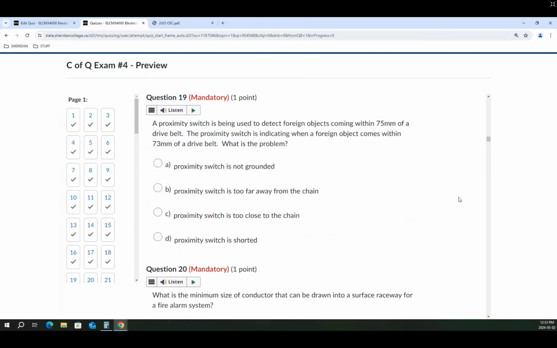19. A prox is being used to detect foreign objects coming within 75 millimeters of a drive belt. The prox switch is indicating when a foreign object comes within 73 millimeters of a drive belt. What is the problem? It's not grounded, it's too far away, it's too close, or it's shorted. Well, it's just too close.